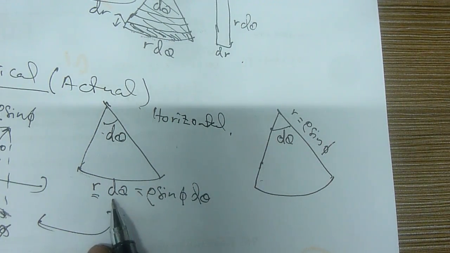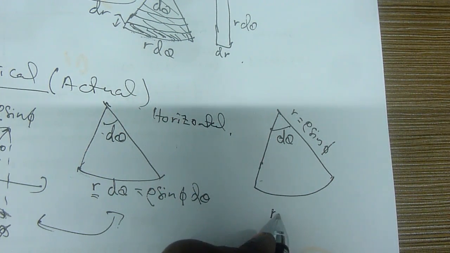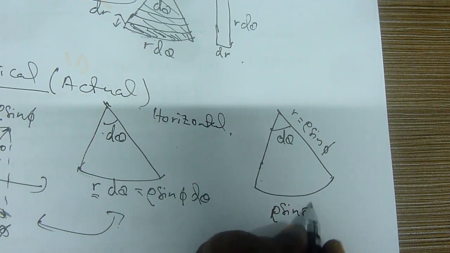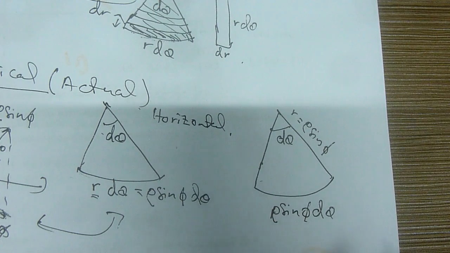What about this? This one is r d theta. Now I can say r is given here, so I am not going to use r again. I'm going to use this straight away: rho sine phi d theta. Is it clear? Okay, clear.